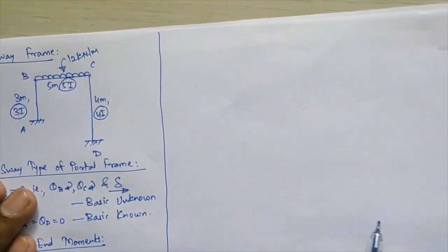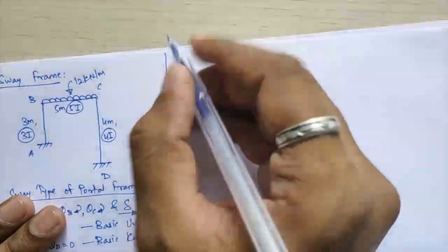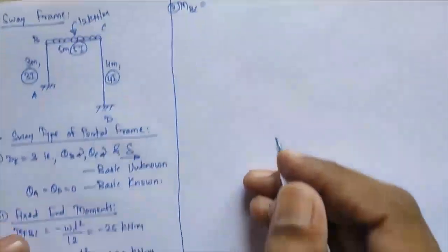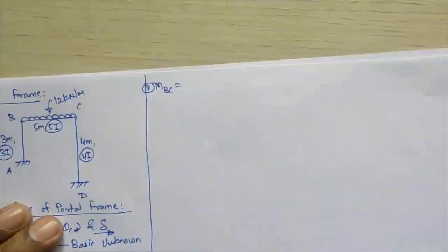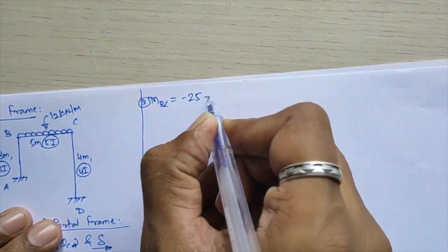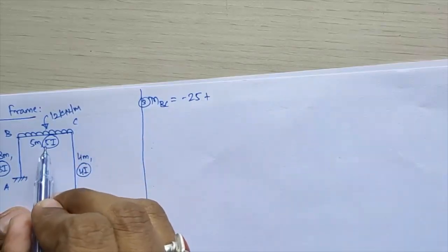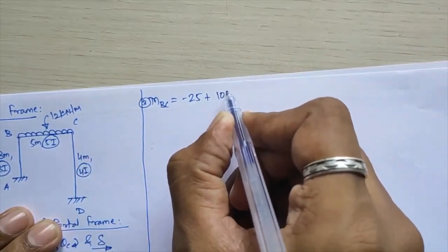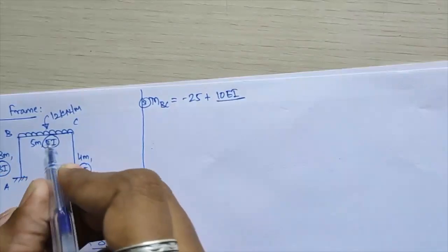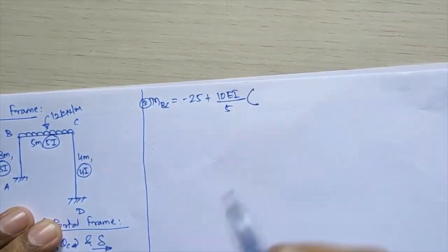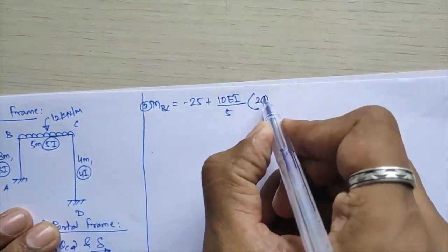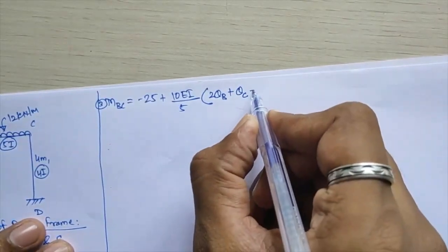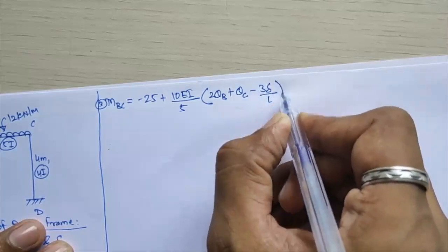Now next equation, that will be for horizontal member MBC. This will be the third equation. MBC is equal to MFBC, that I have calculated as minus 25, so I am writing here minus 25 plus 2EI upon L. So 2EI, I value is given here as 5, so 2 into 5, that will become 10EI divided by L of this member, which is 5, into bracket. Near end will be B, so that will become 2 times theta B plus far end theta C minus 3 delta upon L.